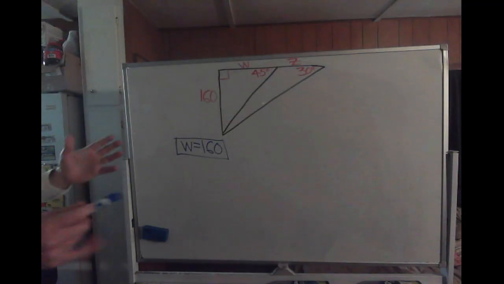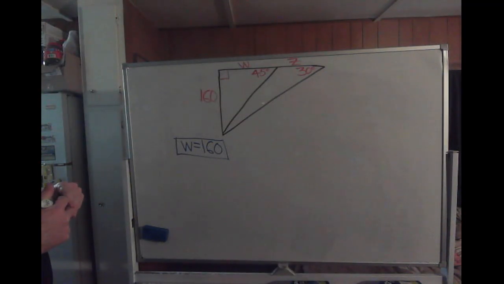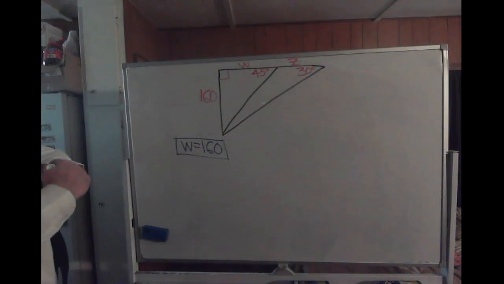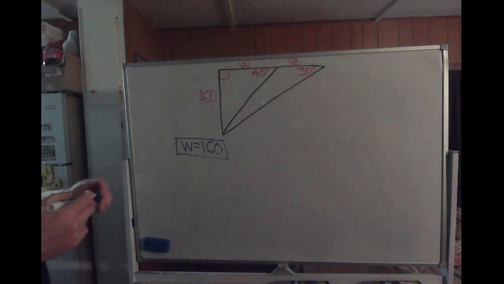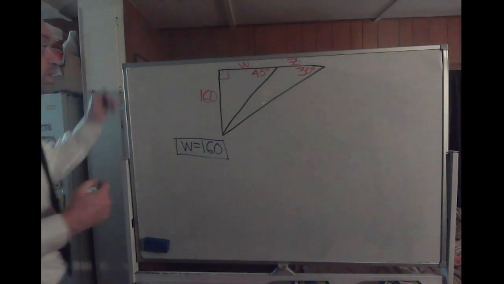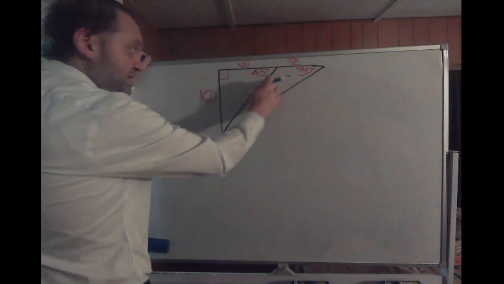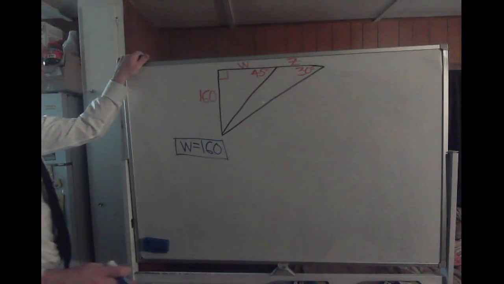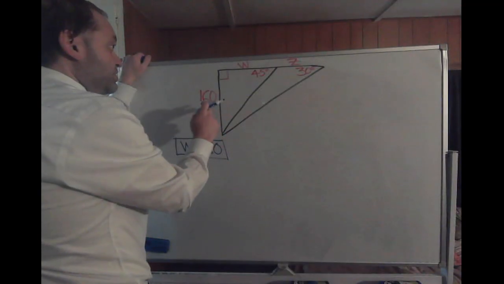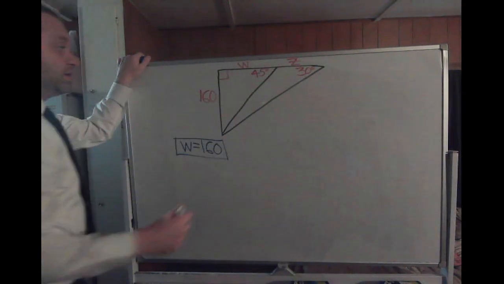Well, now we need to find the length of Z. So here's where it's going to get fun. The whole thing is a 30, 60, 90 triangle if you take out this middle line here, right? The shorter leg is equal to 160.